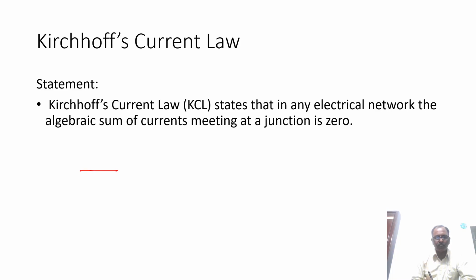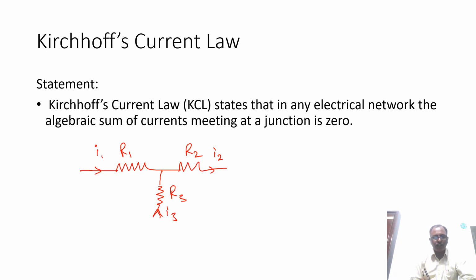Now, let us consider a simple T network consisting of resistances R1, R2, R3. Let the current flowing through R1 be I1, the current flowing through R2 be I2, and the current flowing through R3 be I3. Now these R1, R2, R3 are meeting at this junction point. I am taking that node as A.